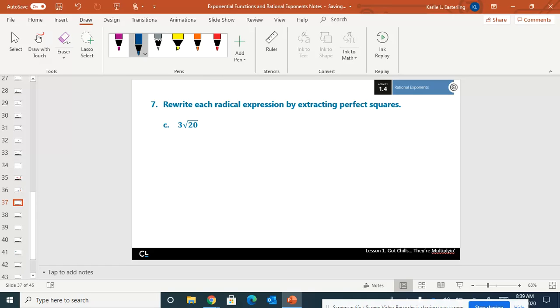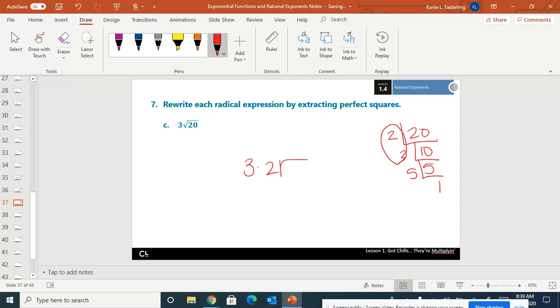So on this C, you're looking at 3 square root of 20. You already have a 3 outside on the front, but you can still keep going with that 20. So let's come over here, do 20. 20 is divisible by 2, you're left with 10. Divisible by 2, you're left with 5. 5 is not divisible by 2 or 3, but it is divisible by 5, and you have your 1 down here. So again, your factors over here. You can pull out a 2, so you're looking at 3 times 2, square root of 5.